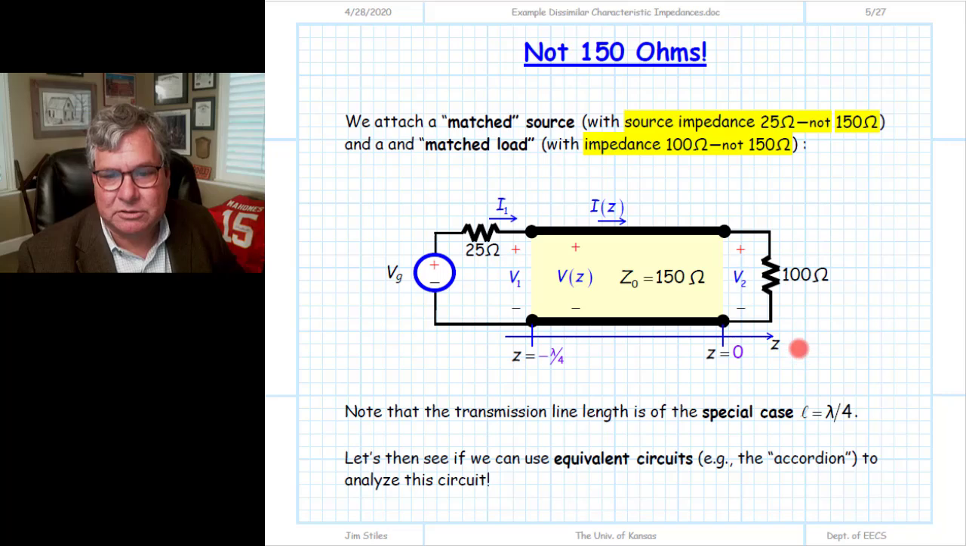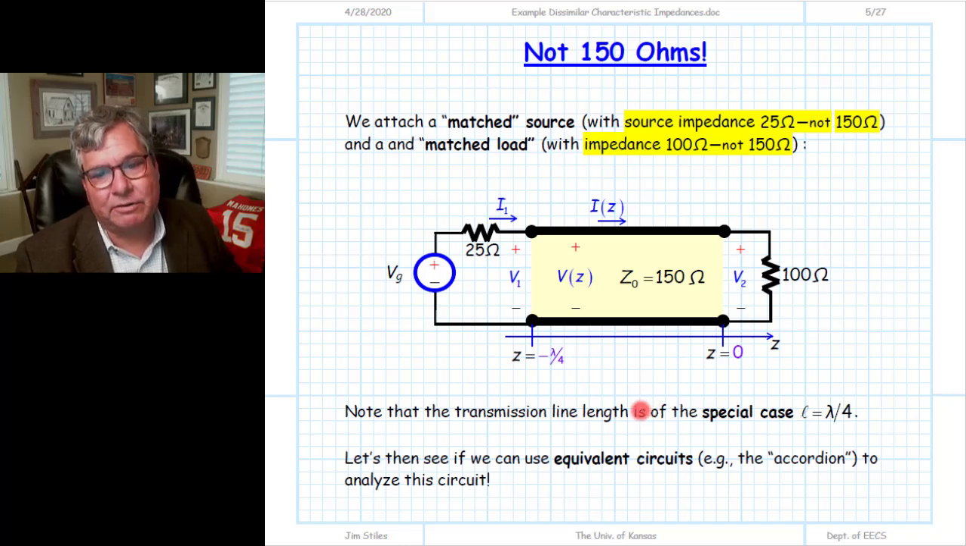Once we look at the structure, it's a structure we've seen before. We have a source, and we have a load that terminates a transmission line. To a certain extent, there aren't many special cases here with respect to this circuit. This load of 100 ohms is not matched to the transmission line characteristic impedance of 150, nor is this source matched to the characteristic impedance of this transmission line. So this is a very general circuit, and we have to treat it in this way.